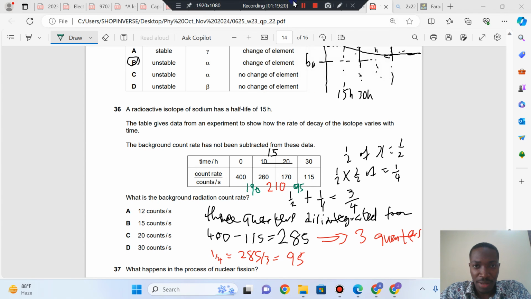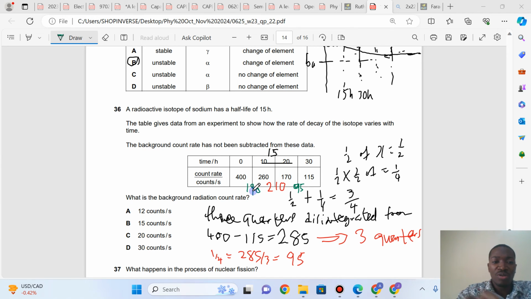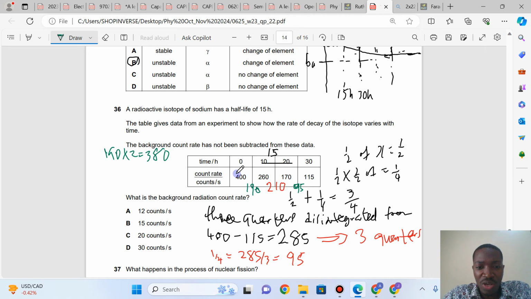I hope this is clear, right? This was the original value, okay? After 190 was lost, we were left with 210. What is 2 times 190? Because 190 is half, okay? During a half-life, half of it will be lost. So how do we know the exact original value? 190 times 2 gives you 380. So 380 is exactly what's supposed to be here, without background radiation.